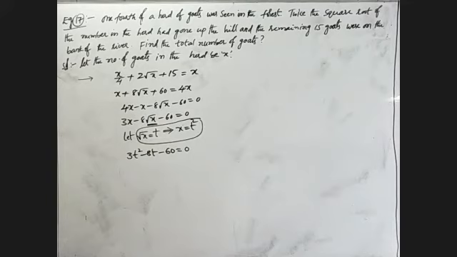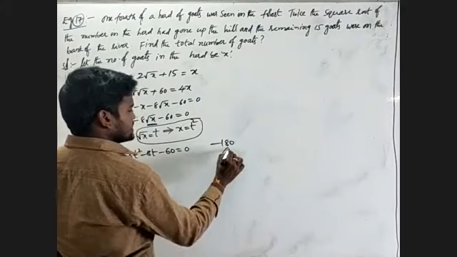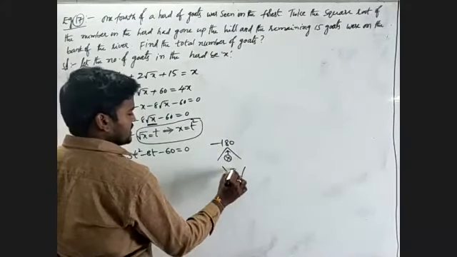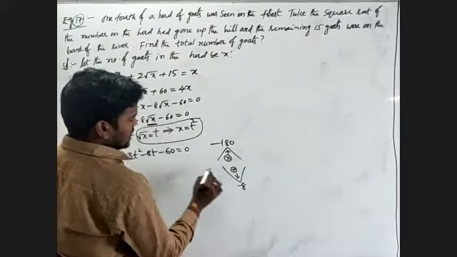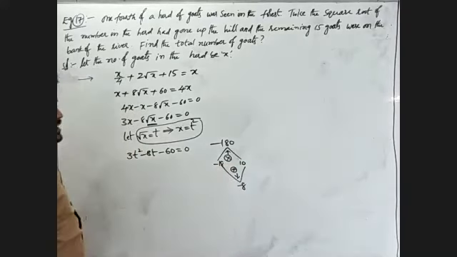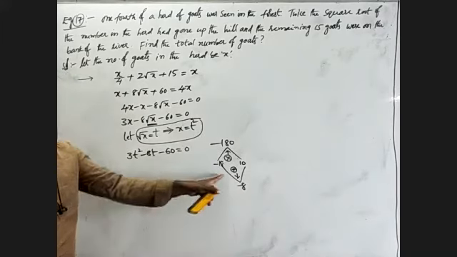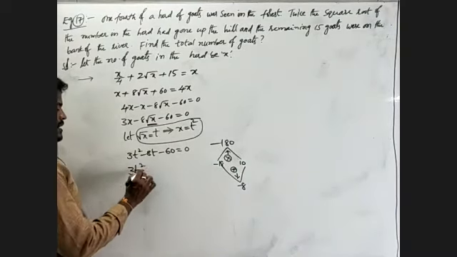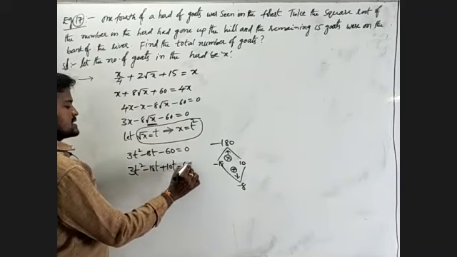Given one can be written as 3 into minus 60 is minus 180. When it satisfies their multiplication, it also satisfies their addition. Their addition is minus 8. I will take minus 18 and plus 10. Plus into minus will become minus. Okay, 18 into 10 is minus 180. Minus 18 plus 10 is minus 8. Right, that is 3t square minus 18t plus 10t minus 60 is equal to 0.